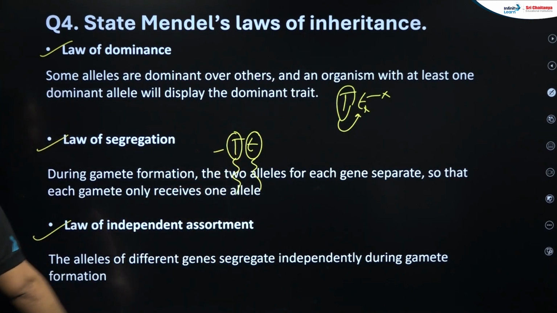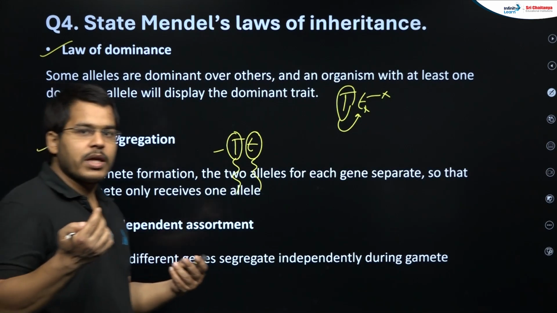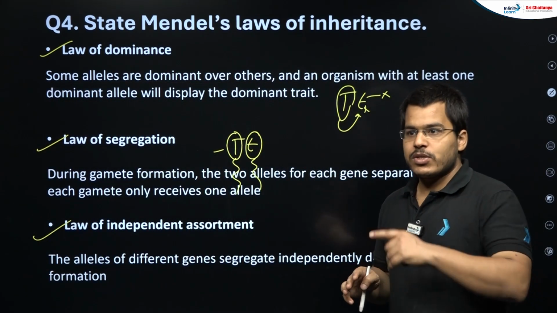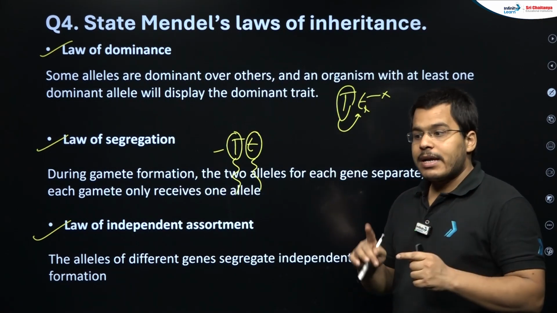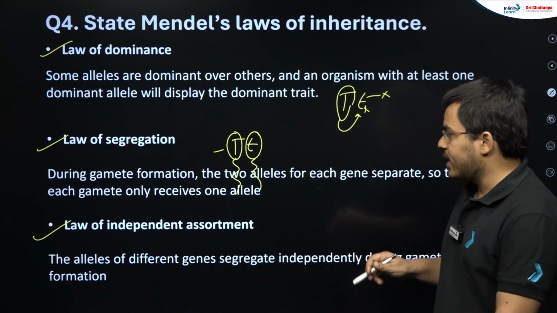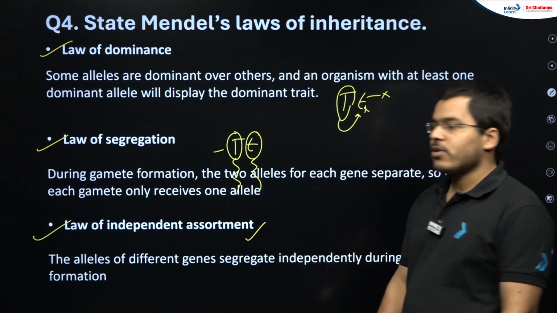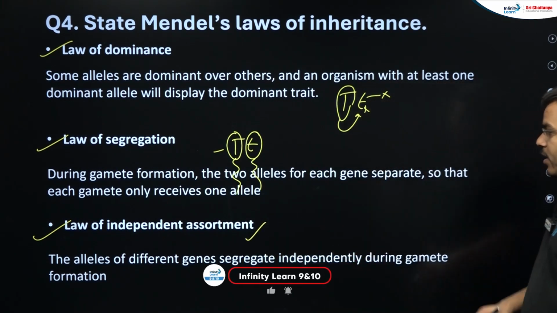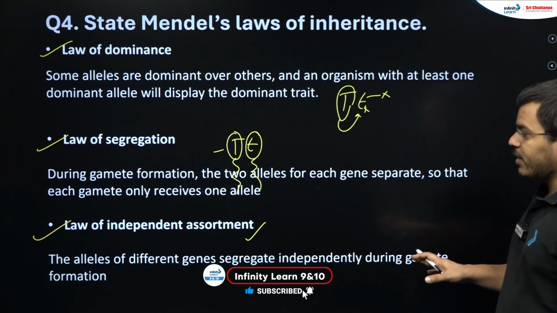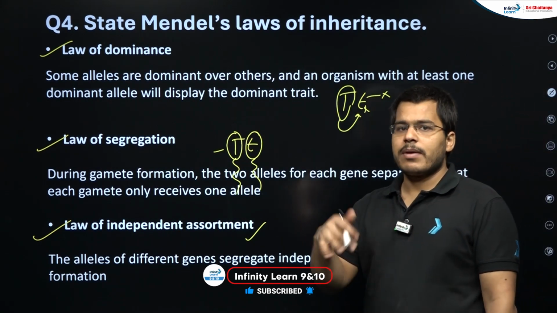Then law of independent assortment. When 2 genes we are crossing together, when 2 characters we are taking together, then we'll see that one gene that is coding for one character will not depend on the other gene for giving out its character. Okay, so that is students your law of independent assortment. Or like different genes, they will be segregating independently and assorting independently. They will not depend on other genes.